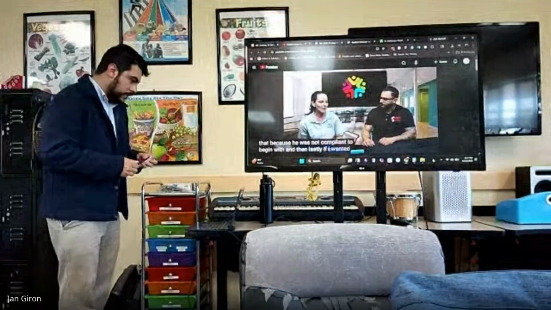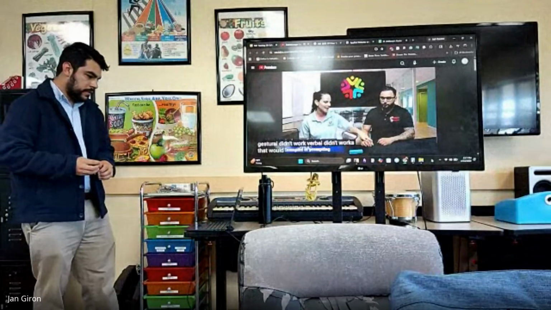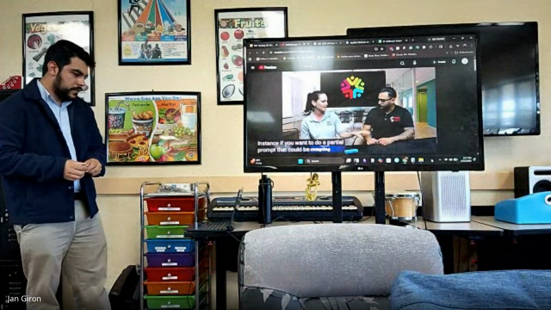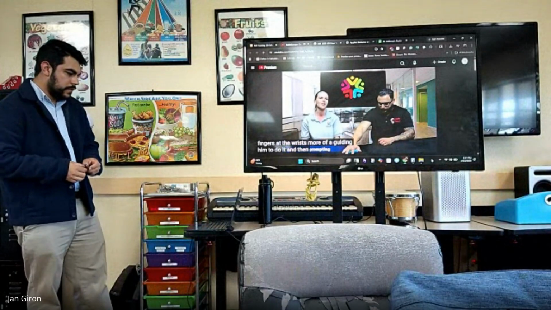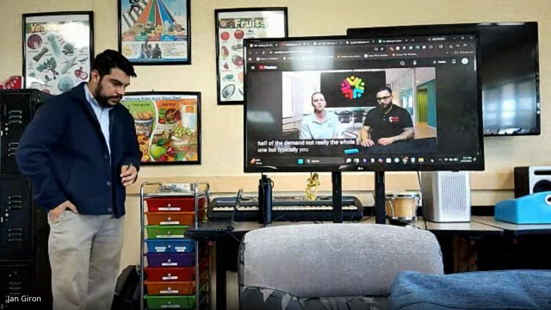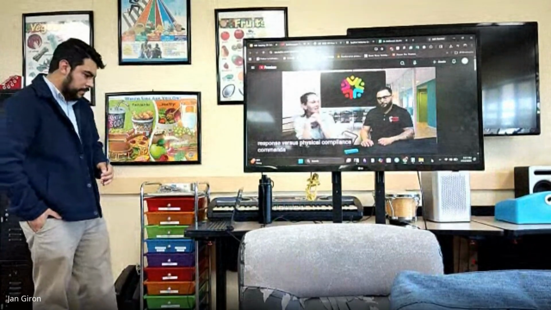And then lastly, the physical prompt. Gestural didn't work, verbal didn't work, so that would be hand over hand. That's how we pick up the eraser. But in that instance, if you want to do a partial prompt, that could be simply two fingers at the wrist, more of a guiding. And with a partial verbal, that could be saying half of the demand, not the whole one. But typically, you would save the partial verbal prompts for a verbal response versus a physical command.